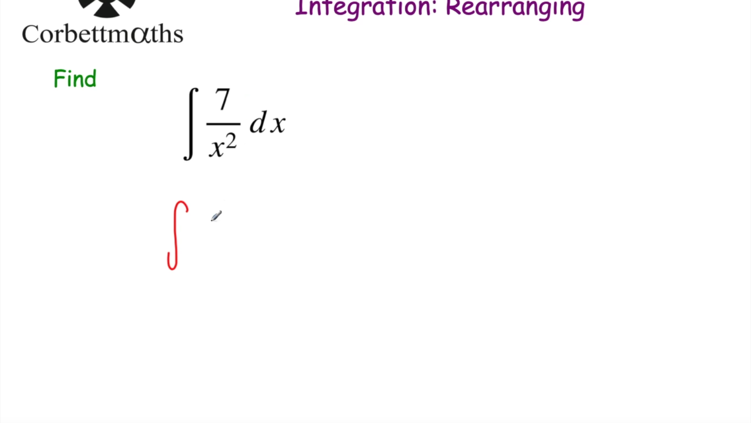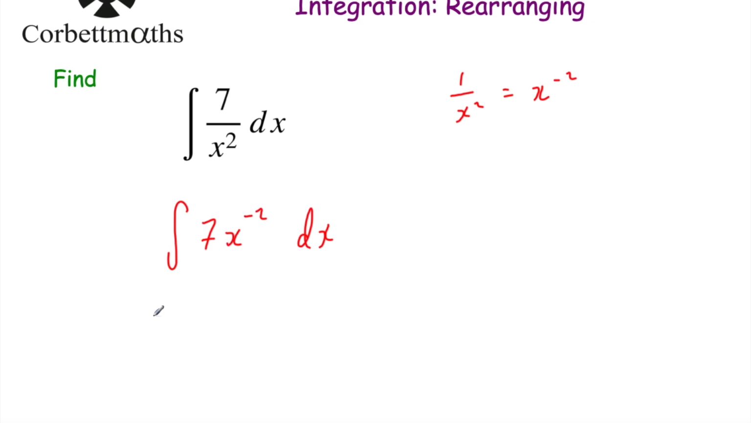So let's bring it up. So we'll have 7. We'll bring that up and we'll give it a negative power. So it'll now be x to the power of negative 2. Because remember, if you have 1 over x squared, that's equal to x to the power of negative 2. Because if you had x to the power of negative 2, it's the same as 1 over x squared. So you can just write it like that, and then obviously with your dx. So we've just brought the x squared up and given it a negative power.